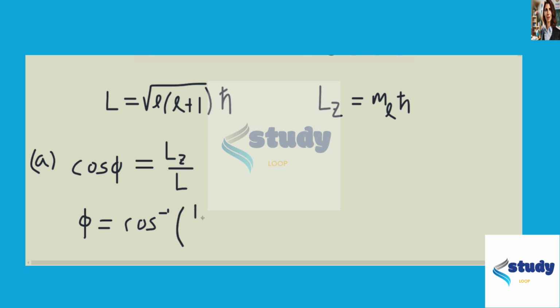So we'll let phi be the angle between L and the z-axis. So cosine of phi is equal to L sub z over L. Therefore phi is equal to the inverse cosine of L sub z over L.